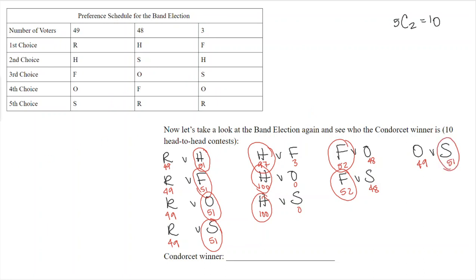Then we want to count up how many head-to-head matchups each choice won. So you can see the Rose Bowl won 0 head-to-head matchups. The Hula Bowl won 4 head-to-head matchups. Fiesta Bowl won 3, Orange won 1, and Sugar won 2. So in this case, the Hula Bowl won all of its head-to-head matchups, so it is the winner.